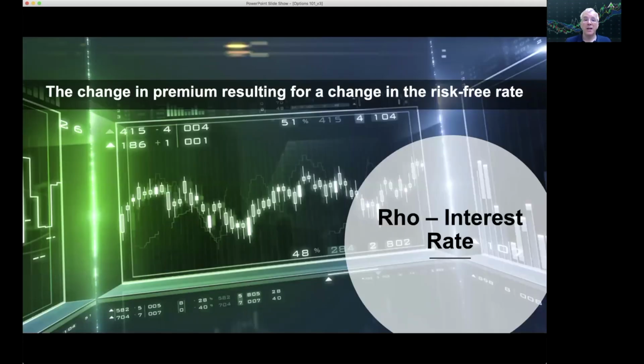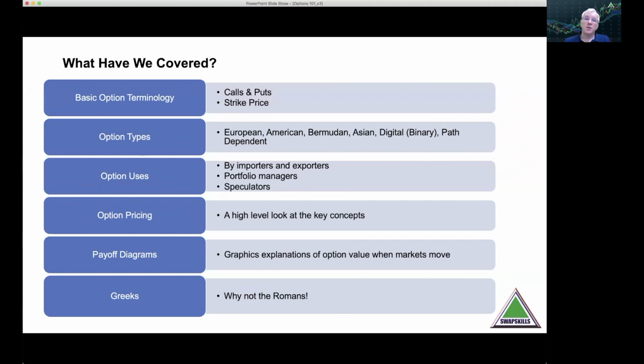Now, a final Greek letter we come across is rho. Rho shows us the effect of interest rates on the value of our option. Now, interest rates are applicable for 2 reasons. We said one is it will help calculate the forward price of an asset, but also when we discount the future value back to a present value of the expected payoff, this is where interest rates will be involved. So what rho does, it shows us the effect of interest rates on the value of the option. So that concludes a very brief look at the Greeks.